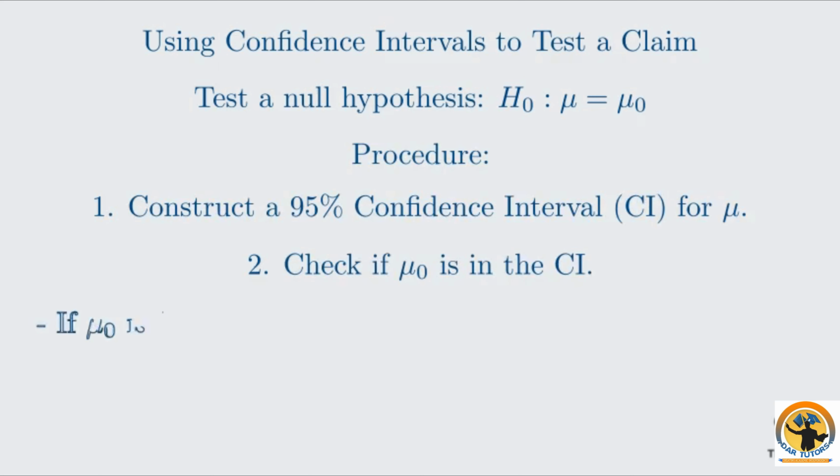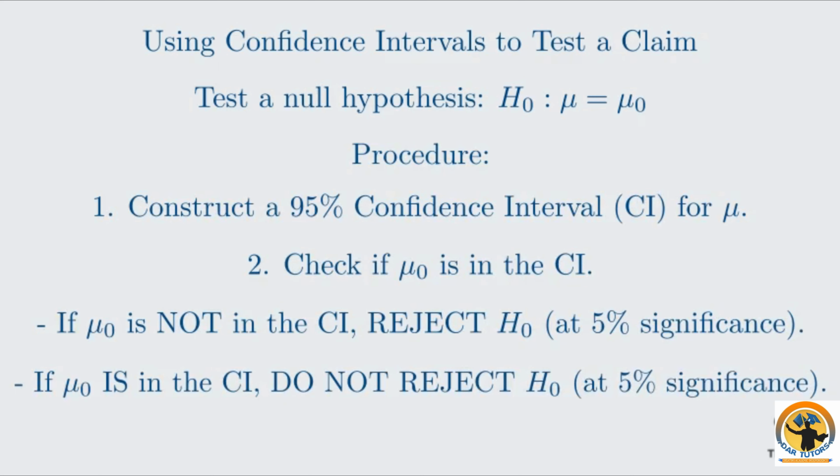First, we construct a 95% confidence interval for the true mean mu, based on our sample data. Second, we look to see if the value mu0 from our null hypothesis lies within the interval. If it does not, we reject the null hypothesis at the 5% significance level. If it does lie within the interval, we do not reject the null hypothesis. It's very important to note the conclusion when the value is within the interval. We do not say we accept the null hypothesis, only that we do not reject it.